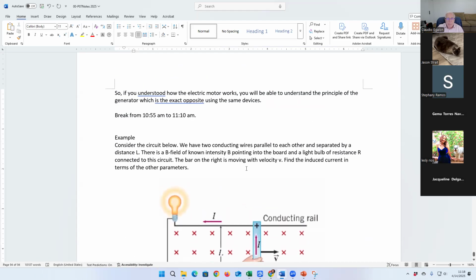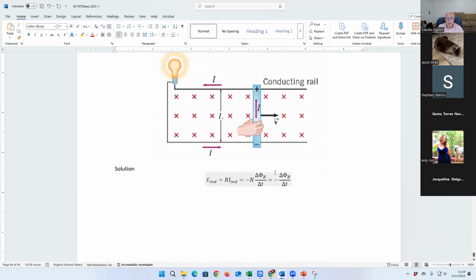By the way, I have to say that there is a uniform B field of intensity B. So my magnetic flux is going to be given by BA. This magnetic field makes a 90-degree angle with the plane of the circuit, so there is no angle there to worry about.